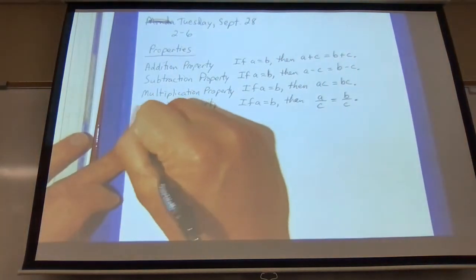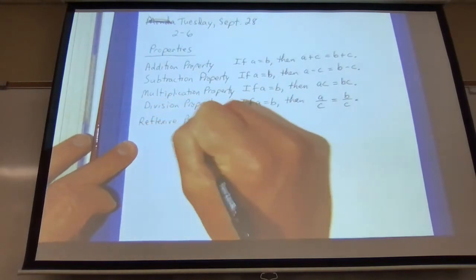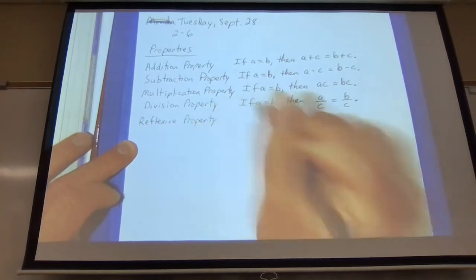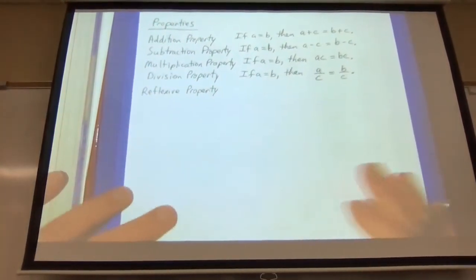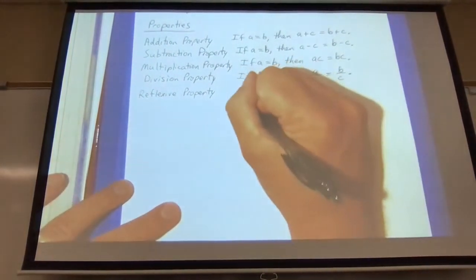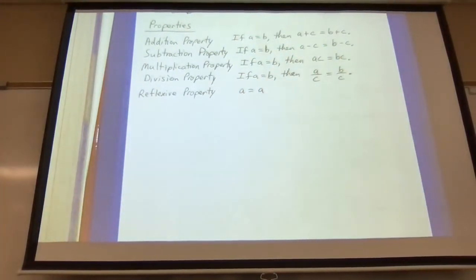Now we're going to get a few others that will probably sound familiar to you, but you may have forgotten what they are. Reflexive property is the first one. Reflexive property is a real simple one. It's just going to say that something equals itself. A equals A, angle 1 equals angle 1, X equals X. Something is equal to itself. That's the reflexive property.